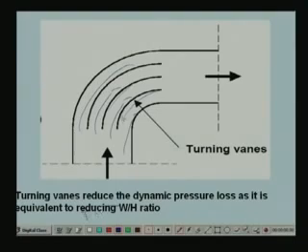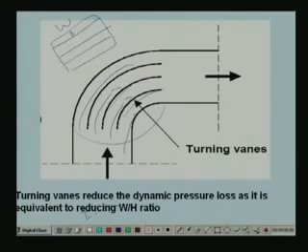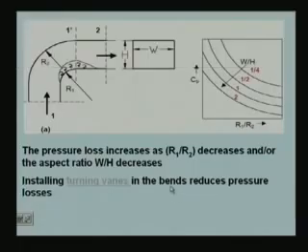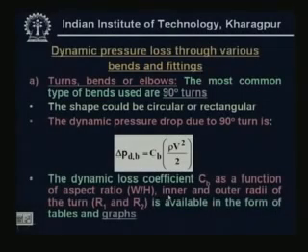The moment I put this in, I am dividing this portion into many small ducts, each having the same W but a reduced H. So you can see that the W by H ratio increases because of the turning vanes. As a result, the dynamic loss coefficient reduces and the pressure loss also reduces. So, this is as far as a 90-degree turn or bend is concerned.